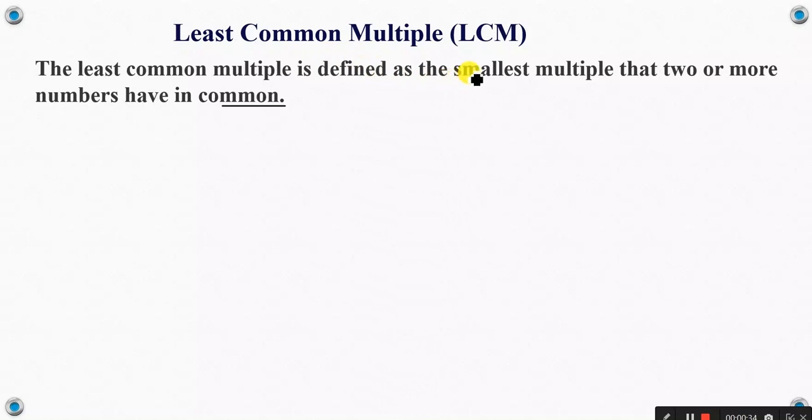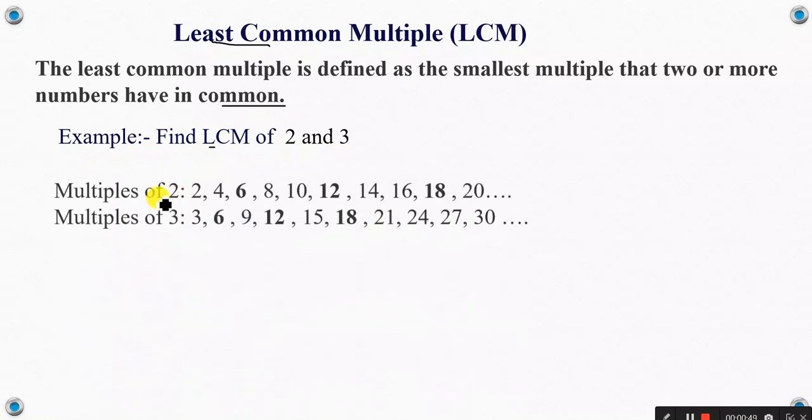We will see this with an example. We abbreviate least common multiple like this, LCM. So, the least common multiple of 2 and 3. Let us first list the multiples of each.